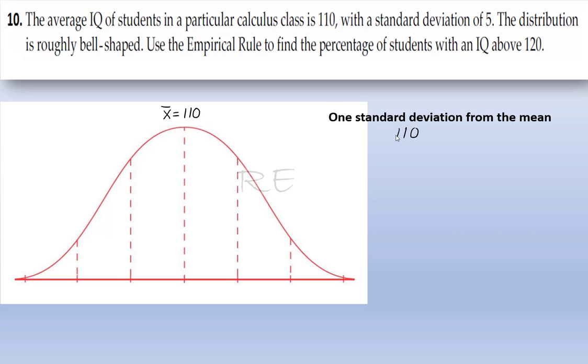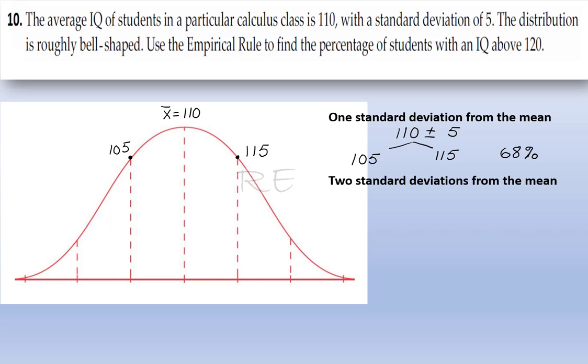One standard deviation from the mean of 110 is going to be 110 plus or minus 5. So if we consider the left side, it'll be 105. We subtract 5. The right side of the mean will be 115, 110 plus 5. And according to the empirical rule, roughly 68% of the data will lie between those 2 points.